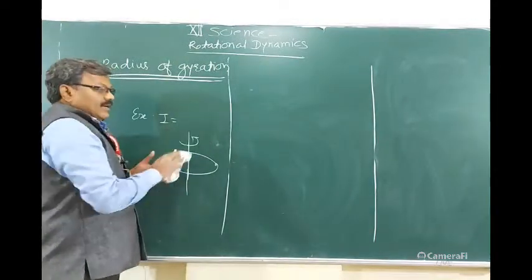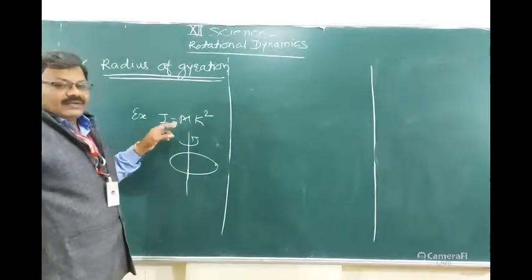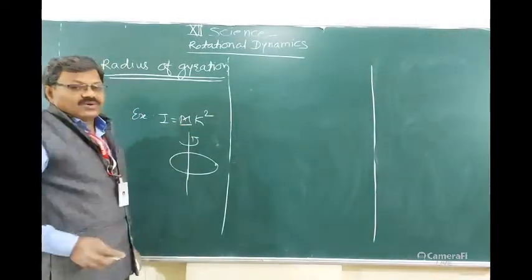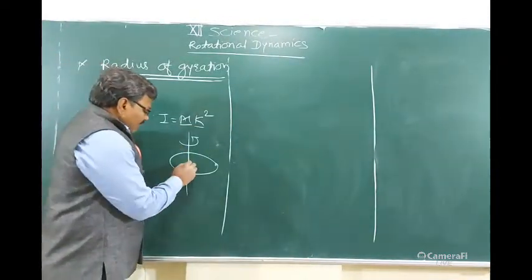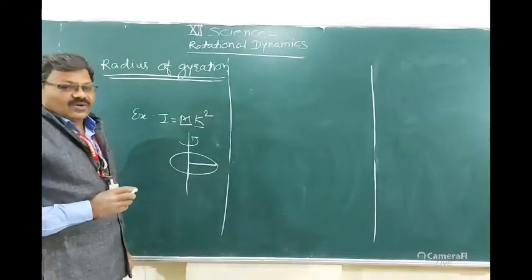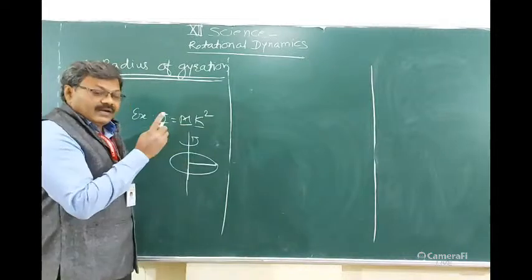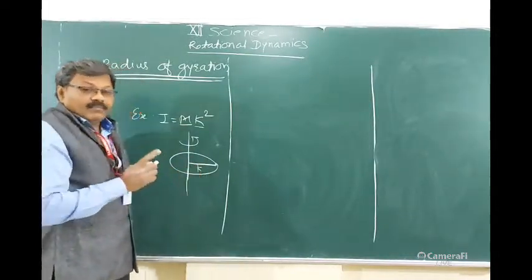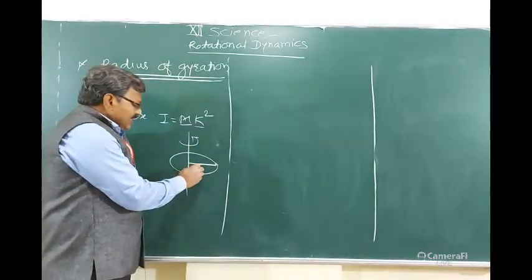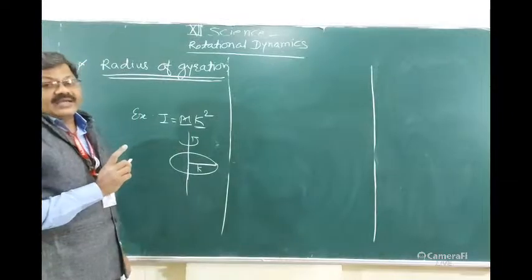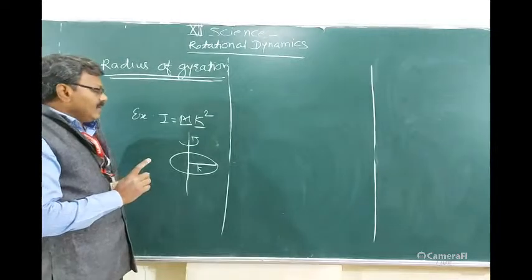The moment of inertia is equal to mk squared. Actually, this equation shows that m is the mass of the object, while k is the distance of this object from the axis of rotation. This equation shows that mass is effectively at distance k, and this k is called the radius of gyration.